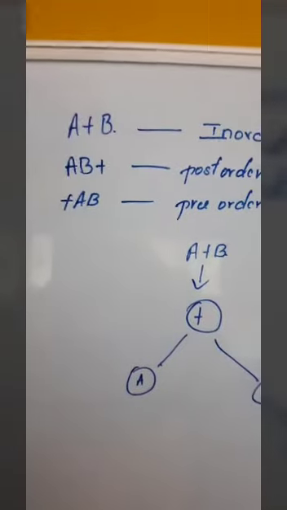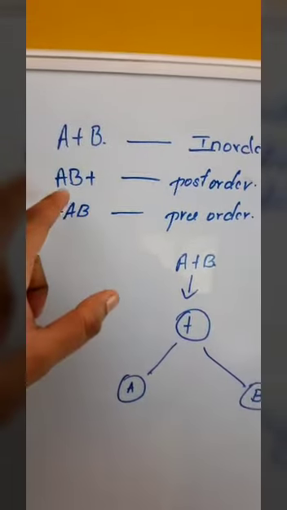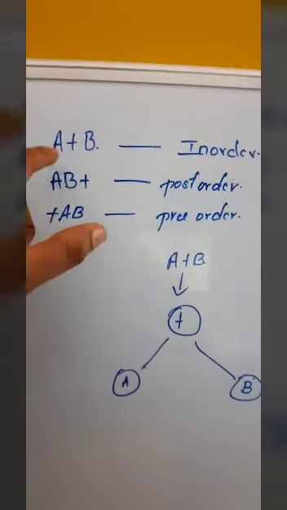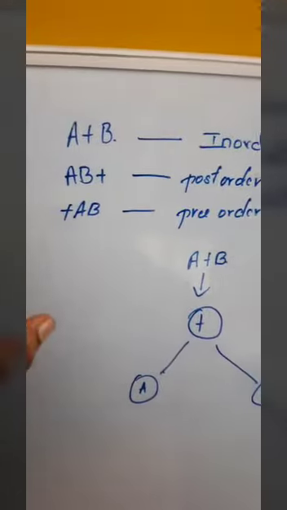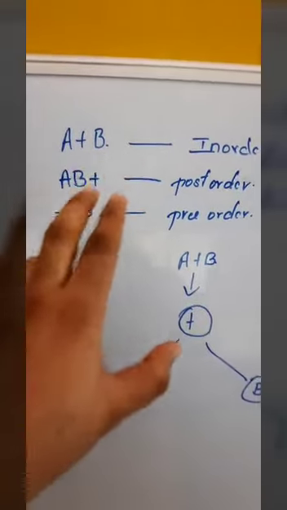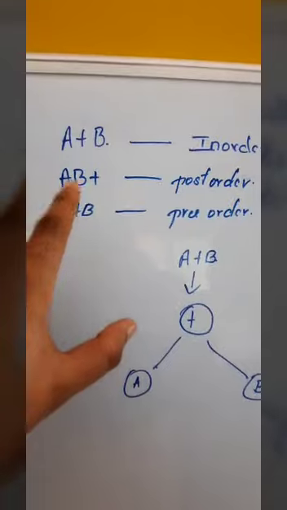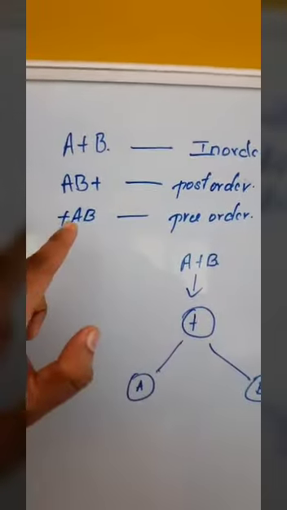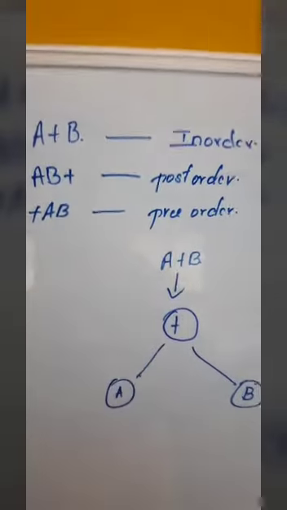What is post-order notation? You can see over here, you have written A B plus. A B plus means what? These are the two variables, or two operands, and plus is an operator. So if we write the two operands first and the plus later, it is known as post-order, and plus A B is known as pre-order.